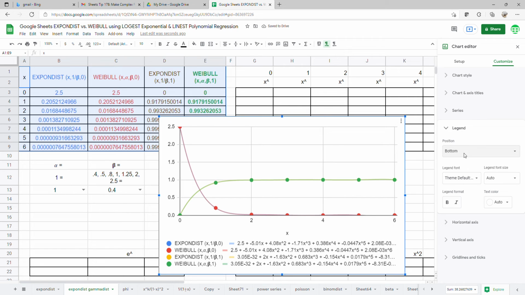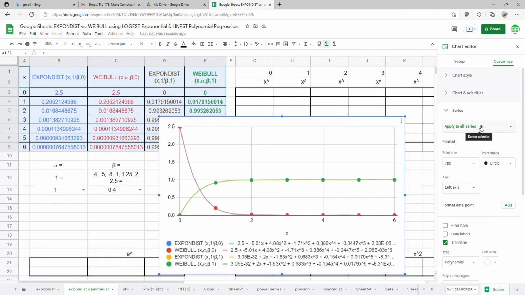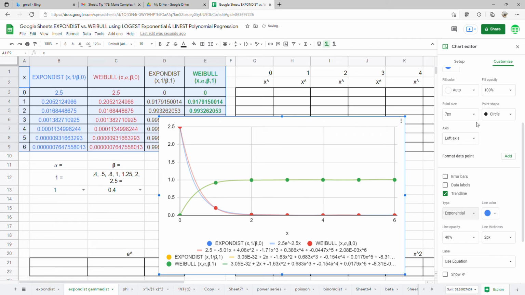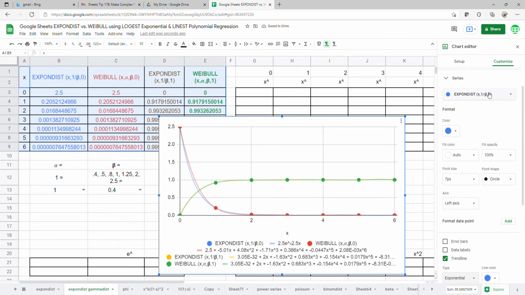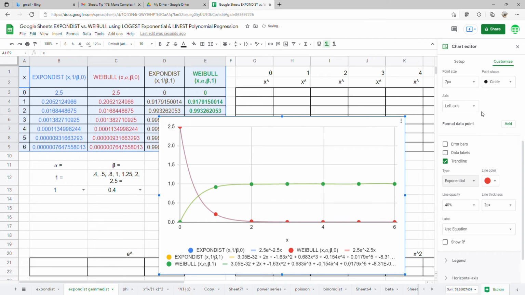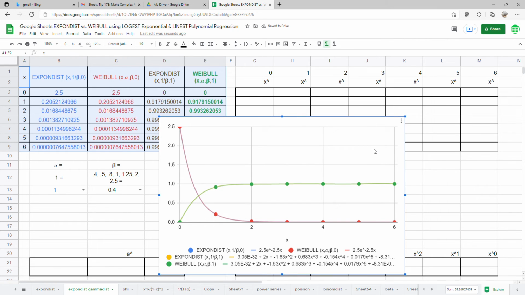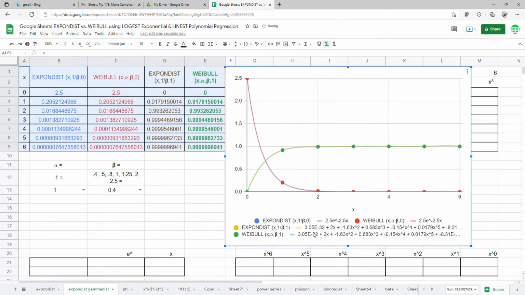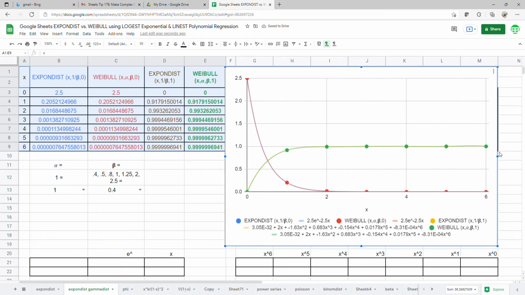In the case of the EXPONDIST, we'll use the exponential. Likewise, in the Weibull at the probability density function, we also use the exponential. So it's our trend line. In the case of the cumulative distribution function, the saturation, we have the polynomial form.